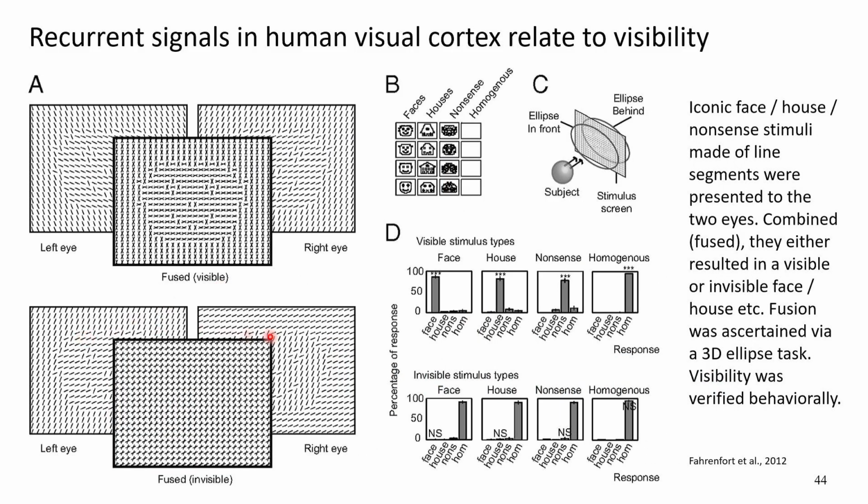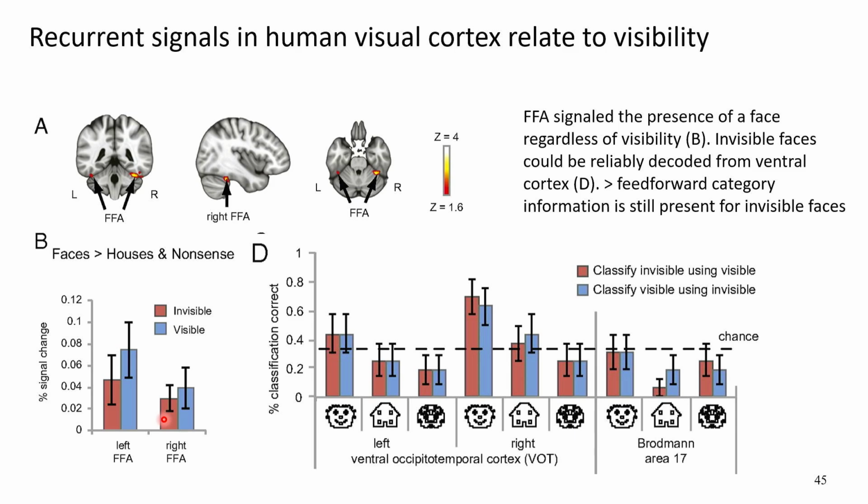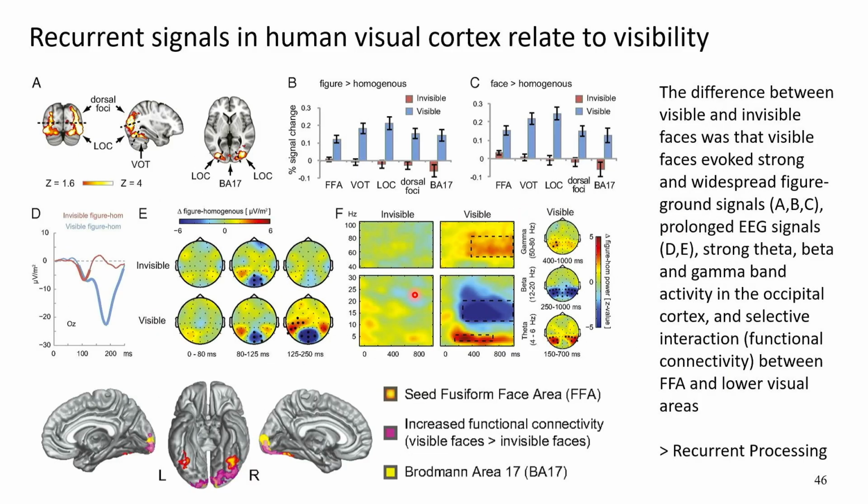So your FFA is indicating to you, well, there's a face out there, which is of course only present in either of the two eyes alone, but not in the fused percept. There's a face out there, regardless of whether you see it or not. So indeed indicating again that feed-forward category information is still present for these invisible faces. And of course that begs the question then, okay, what's the difference between you seeing the face or not seeing the face in terms of activity in visual cortex?